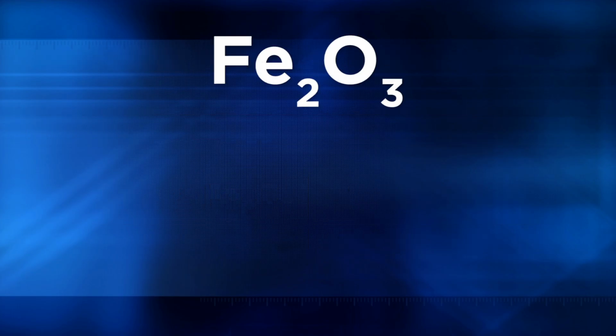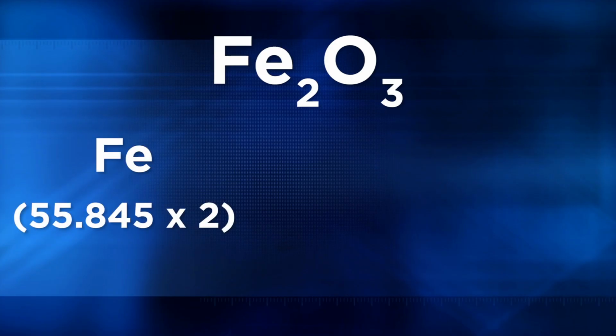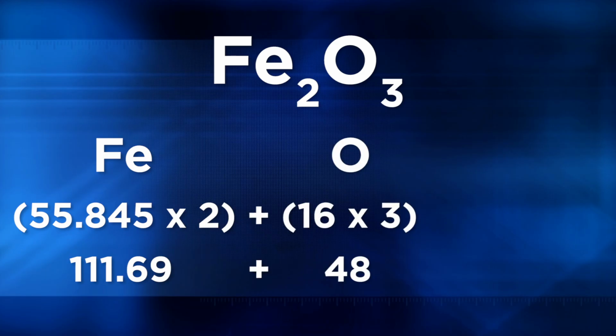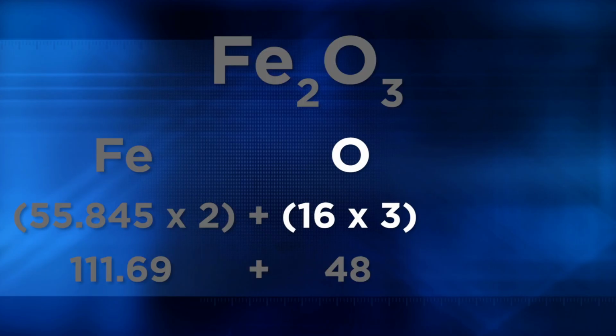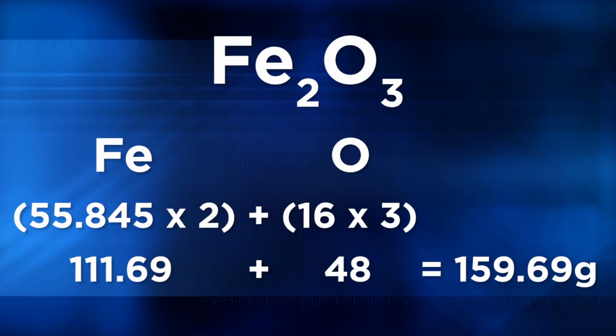Looking at the formula, there are 2 irons and 3 oxygens. So I just multiplied iron's molar mass, 55.845 by 2, which is 111.69. Then I added 48, which I got from 3 times 16, which is oxygen's mass. And I noticed you didn't round the molar mass of iron, and that was a good decision because iron's molar mass isn't extremely close to a whole number like oxygen's is. So it looks like you're almost done.